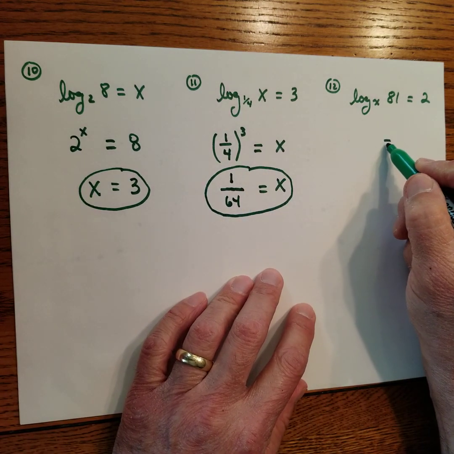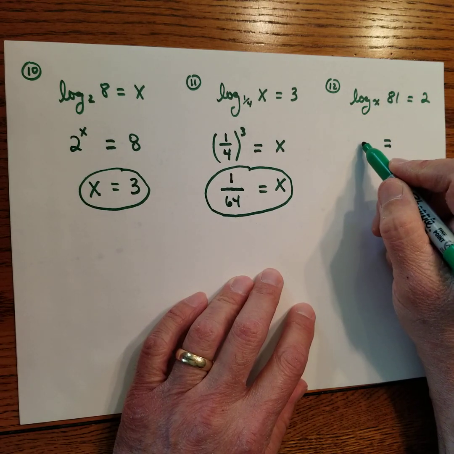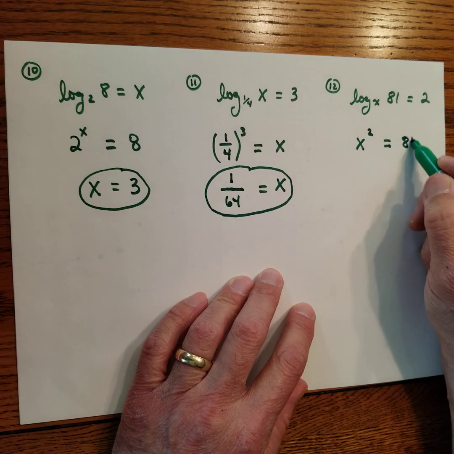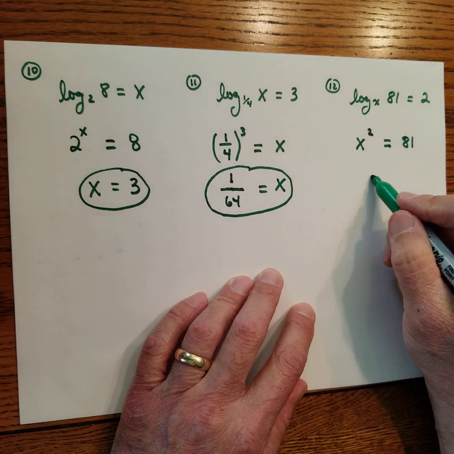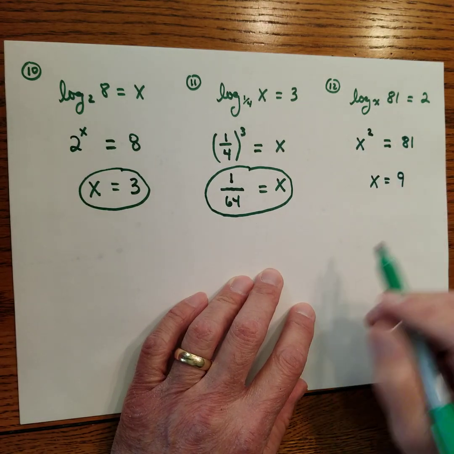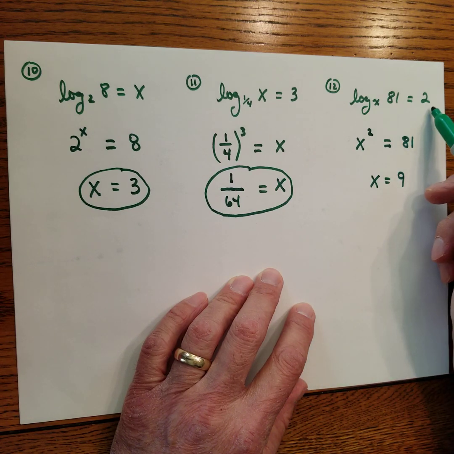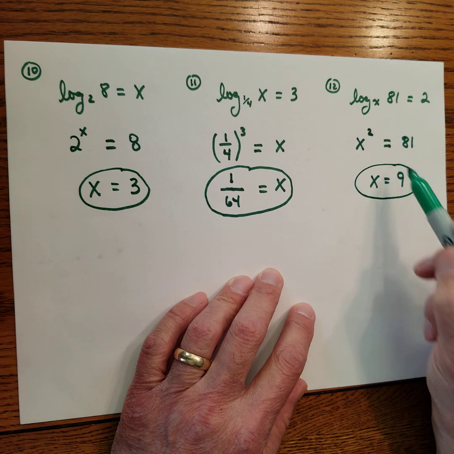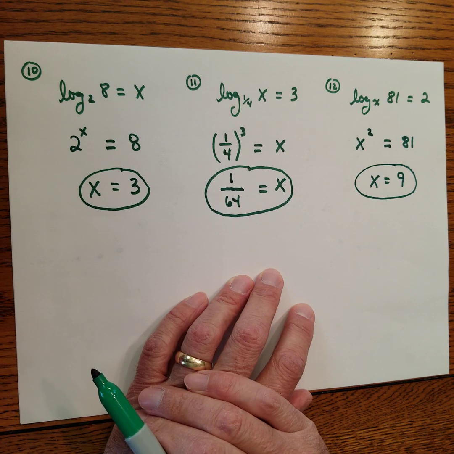Let's rewrite in exponential notation. There's the exponent that changes x into 81. 2 is the exponent that changes x into 81. What number, when you square it, gives you 81? Well, I know that 9 squared is 81. 2 is the exponent that changes 9 into 81. Got it. All right, your turn. Go work some problems and then meet me back here.